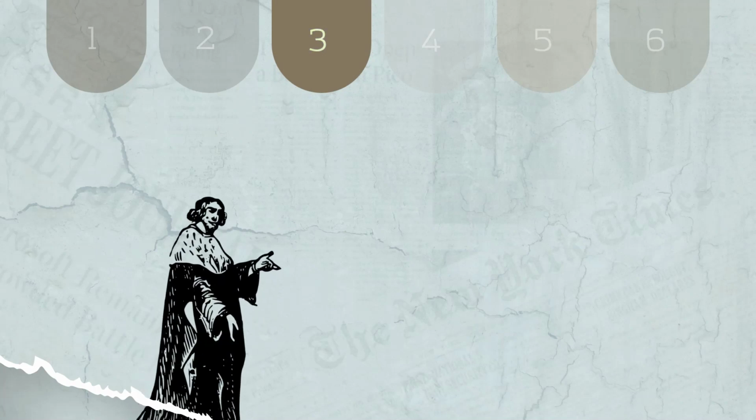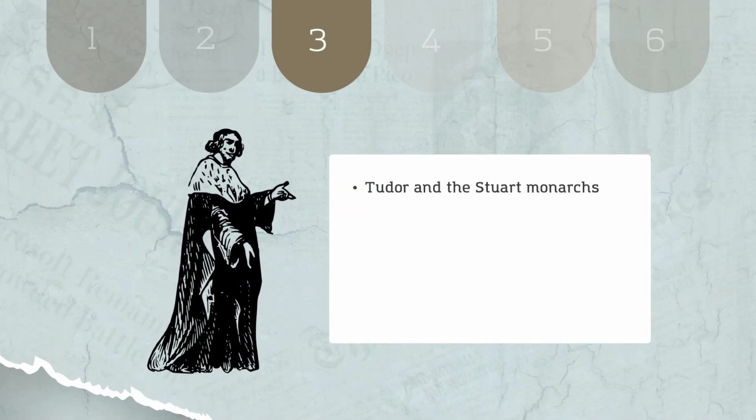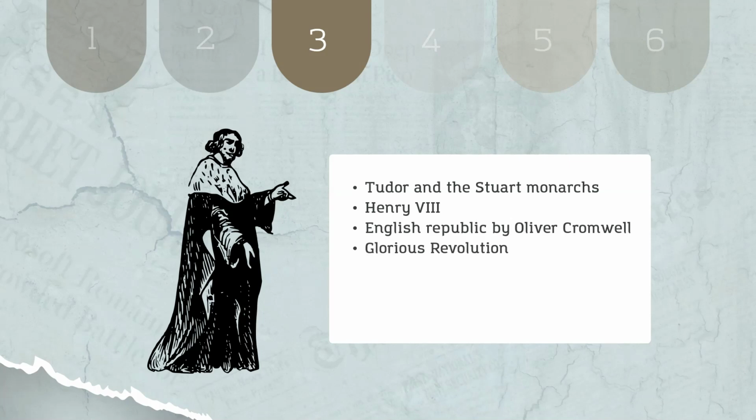Section 3 is an overview of the Tudor and the Stuart monarchs of Britain, starting with the reign of Henry VIII at the beginning of the 16th century, followed by the reigns of his daughter Elizabeth I, James I of England and Charles I, to the creation of the English Republic by Oliver Cromwell, the restoration of the monarchy, and up to the times of the Glorious Revolution in the late 17th century.